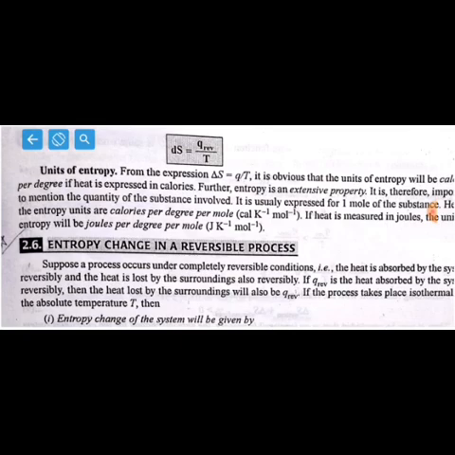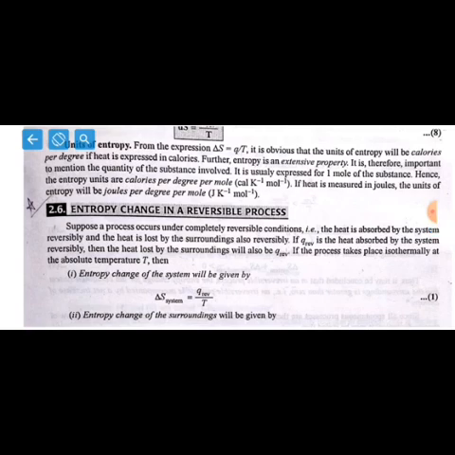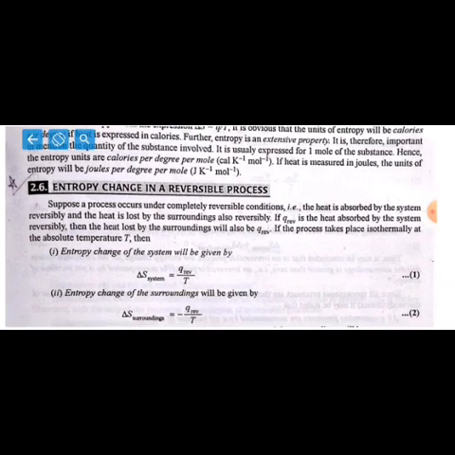If heat is measured in joule, the unit of entropy will be joule per degree per mole. Entropy change in a reversible process. Suppose a process occurs under completely reversible conditions, that is, the heat is absorbed by the system reversibly and the heat is lost by the surrounding also reversibly.